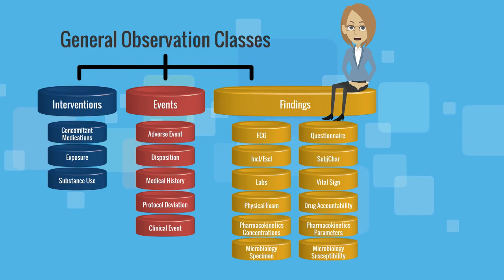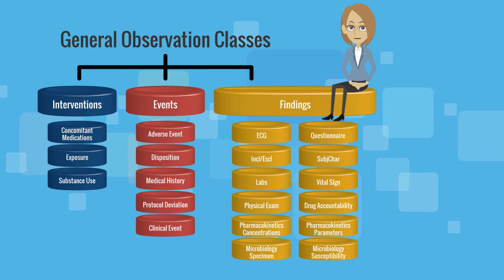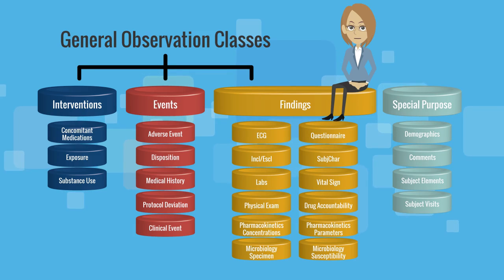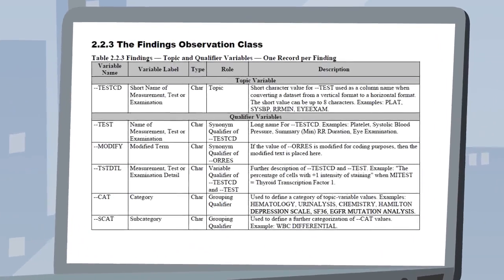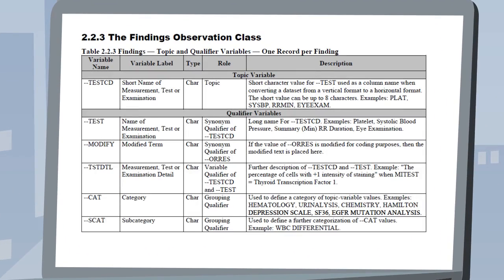In addition to the 3 general observation classes, there are other special-purpose datasets with specific standardized structures for representing additional information that would not otherwise fit into the general observation classes. In the video Intro to SDTM Implementation Guide for Human Clinical Trials, or the video Intro to SEND Implementation Guide for Animal Research Studies, you'll learn how these observation classes are further broken down into domains, which are logical groupings of data organized around a particular topic.